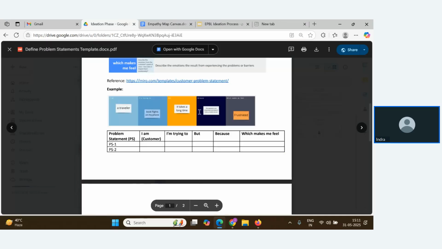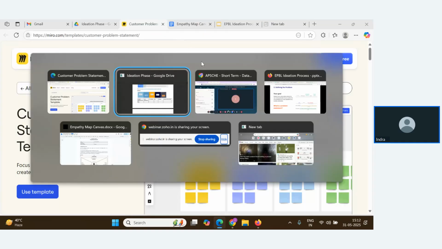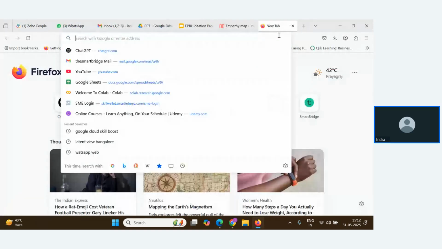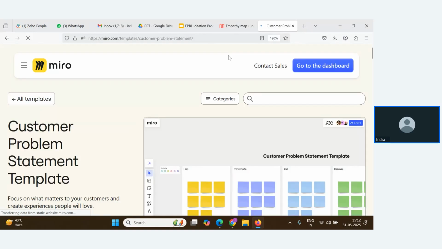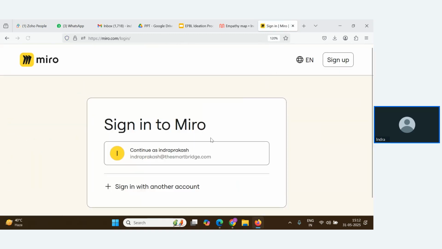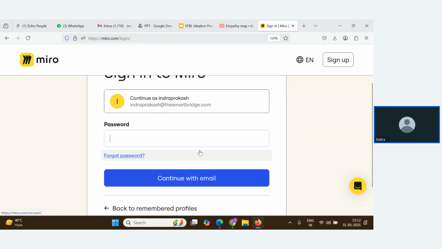One second. Yeah, let me copy this. On the Miro website, click on use template. Again, it will be asking you to log in. So, one second, let me remember my password.